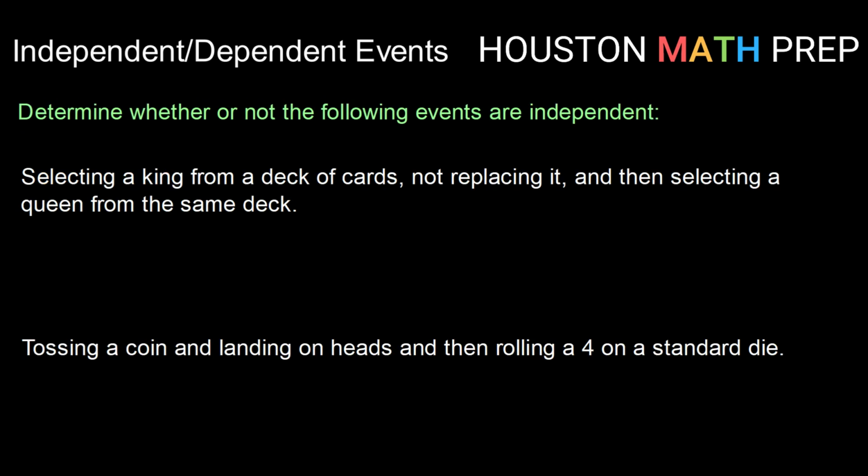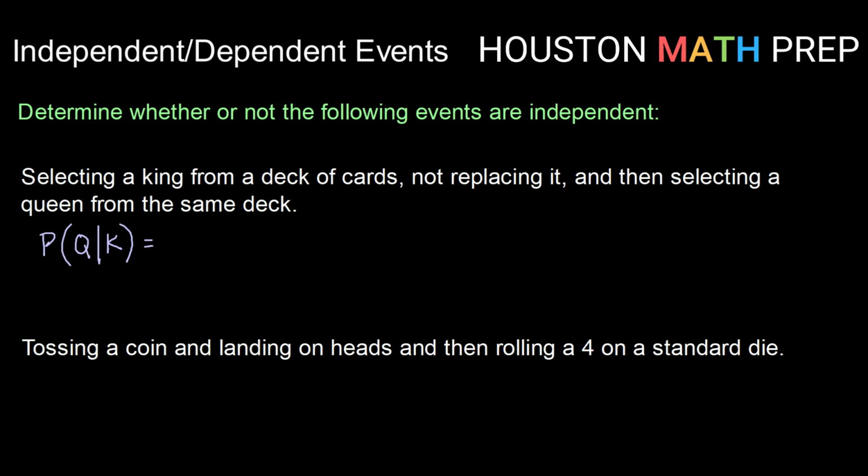So let's determine if selecting a king from a deck of cards, not replacing it, and then selecting a queen from the same deck, are those two events independent or not? Well, let's see. First, let's calculate the probability of getting a queen given that we've already selected a king and not replaced it.